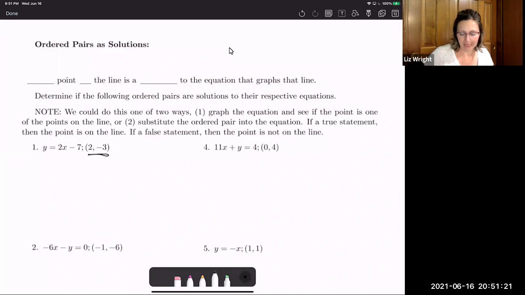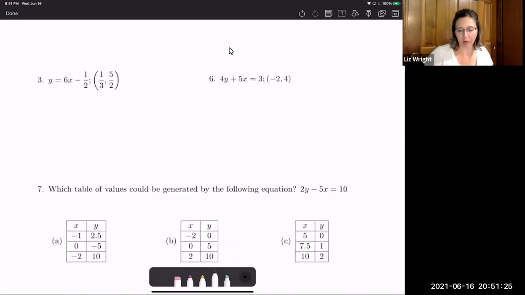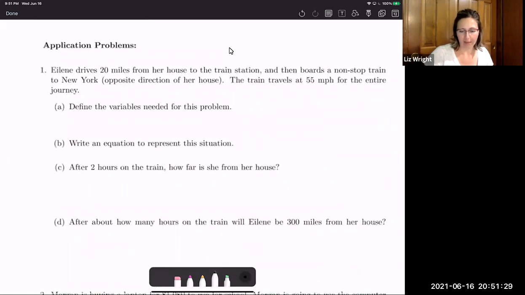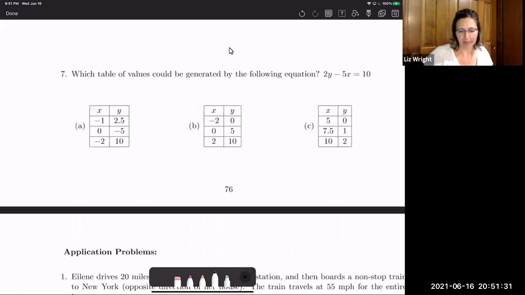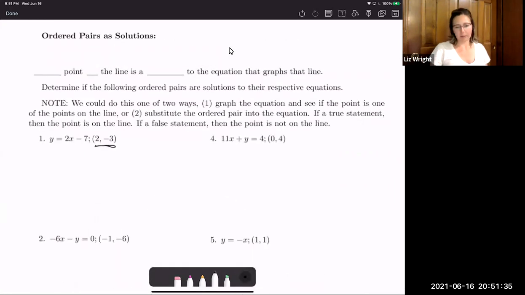And then on the last couple of pages of notes, we're going to look at some word problems. So we've got this page and one more, and that will wrap up this topic. So ordered pairs as solutions.